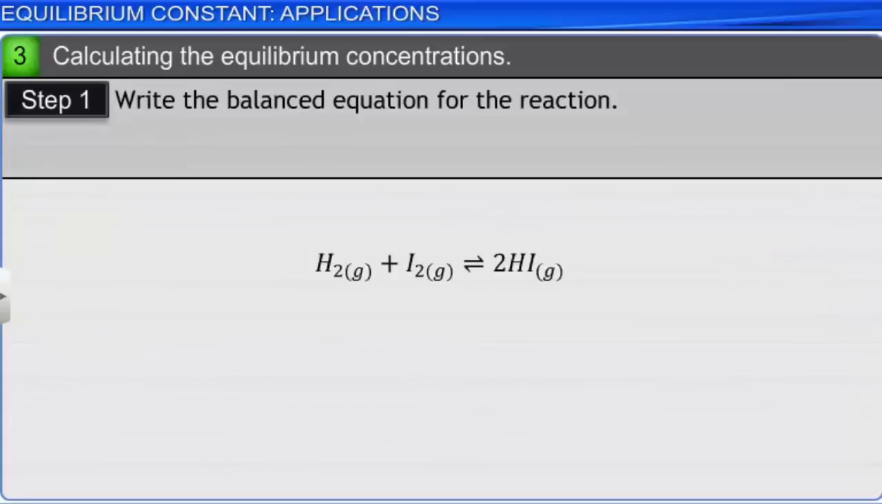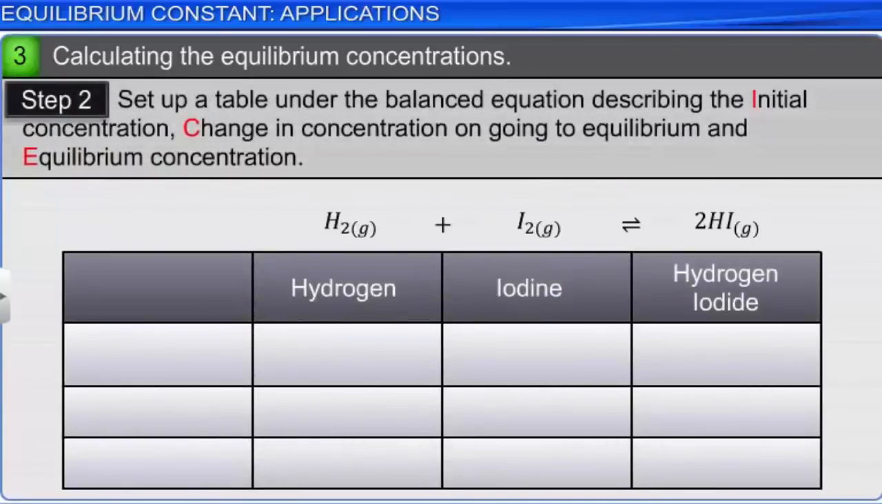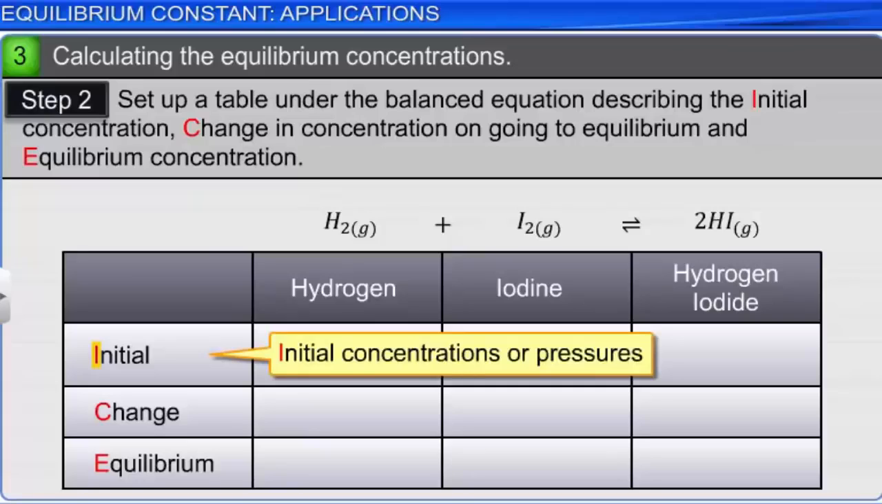The first step in calculating equilibrium concentrations involves writing a balanced equation for the reaction, like this. The second step is to set up a table describing the initial concentration, change in concentration on going to equilibrium and equilibrium concentration. The second step can be easily remembered in the form of an ICE chart, where I stands for the initial concentrations or pressures for each species in the reaction mixture.